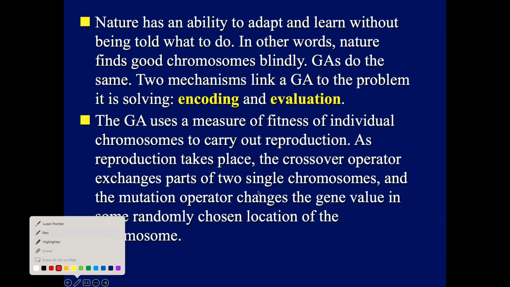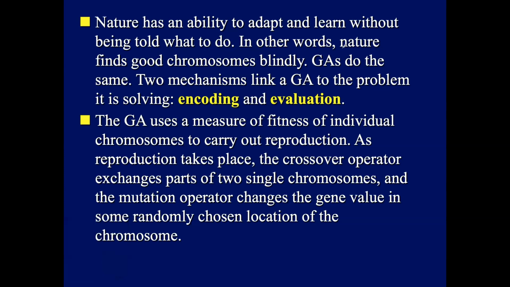So now let's move on to discuss more about this new representation that tries to simulate evolution. When we look at nature, we know that nature has an ability to adapt and learn without being told what to do. In other words, nature finds good chromosomes blindly. In most cases, nature will find good chromosomes blindly. So genetic algorithms try to do the same.